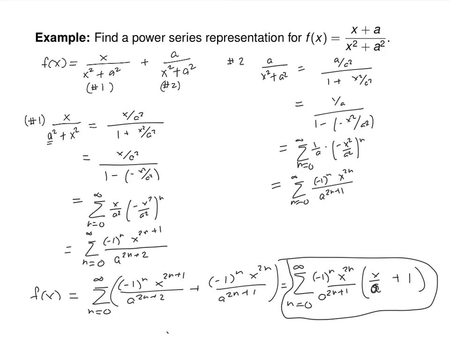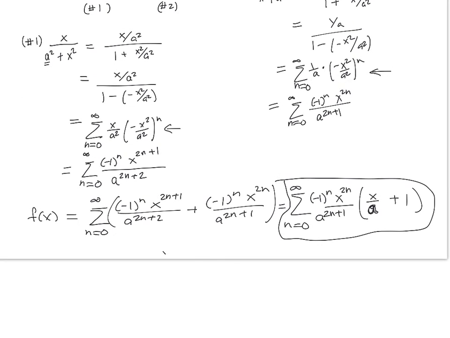Now, to look at the radius of convergence, we have to check it out both at this stage and at that stage. Notice that in both of those cases, the r is the same thing. So this will converge so long as the absolute value of negative x squared over a squared is less than 1, which is the same thing as saying that x squared must be less than a squared, or x is between negative a and positive a.